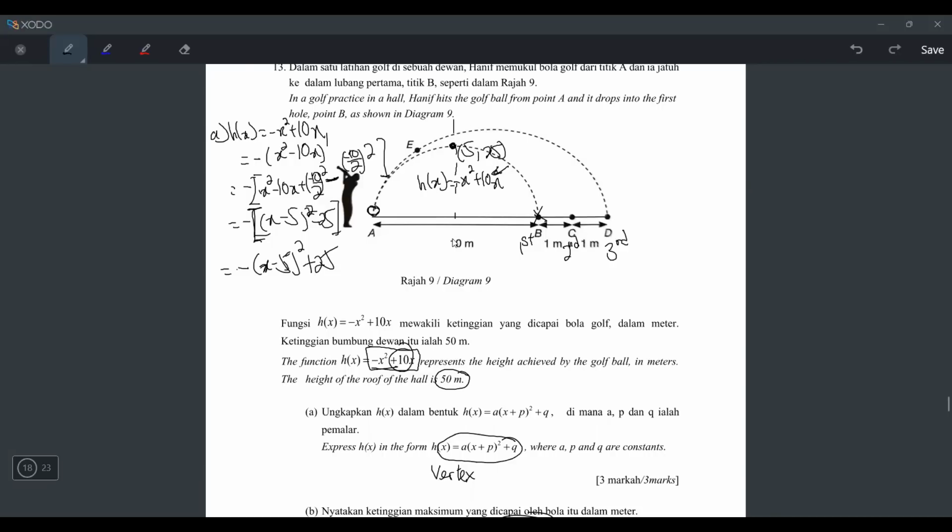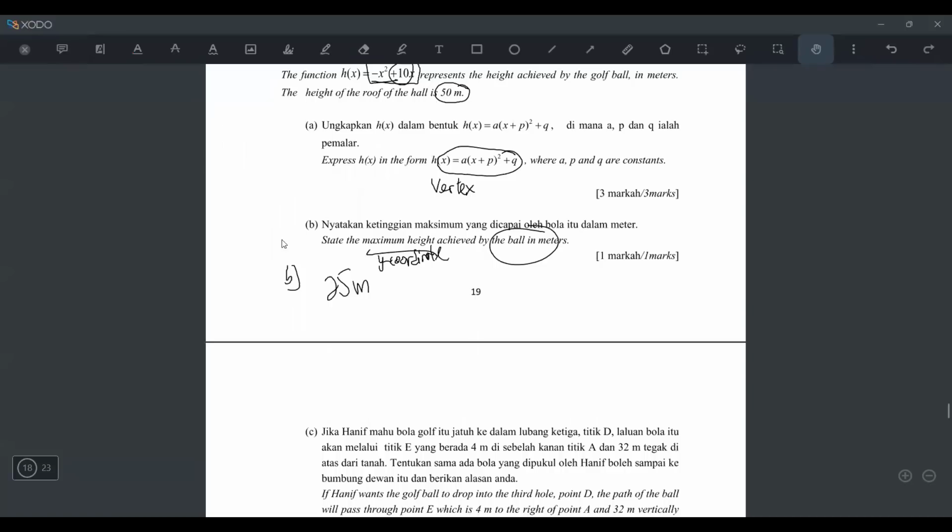Means the axis of symmetry is what? The axis of symmetry is x equals 5. But we don't care about that. We want the maximum height, which is the y coordinate, the 25, not the 5. The 5 is just the distance from here to here. It's just the axis of symmetry. What I want is the height. That's why I look at the y coordinate.